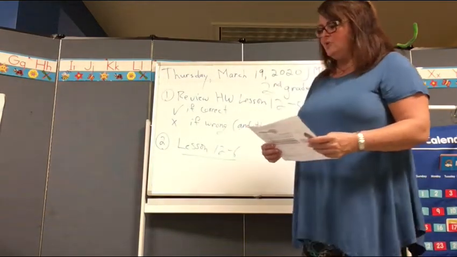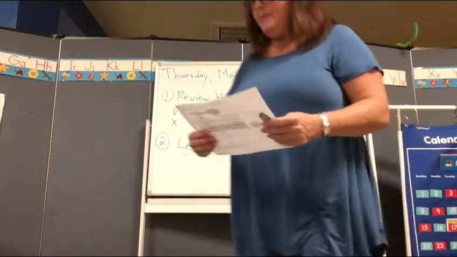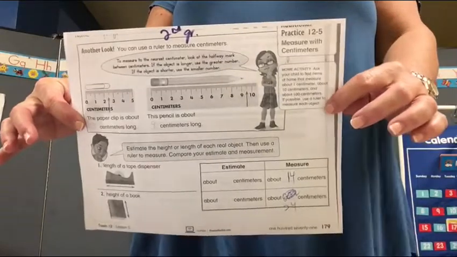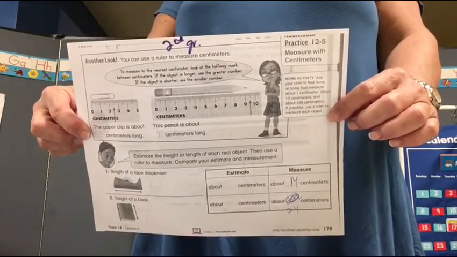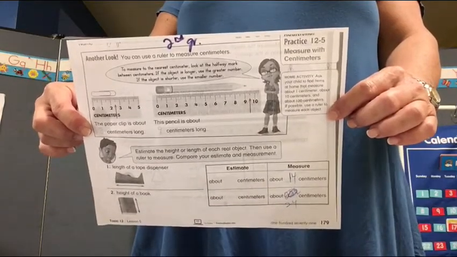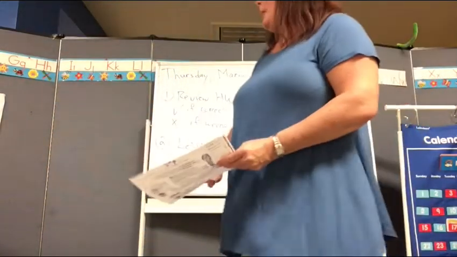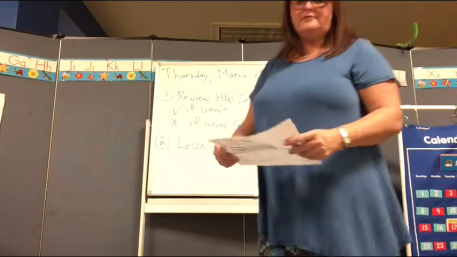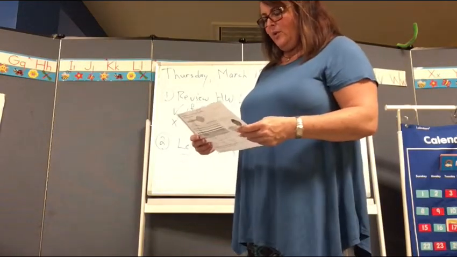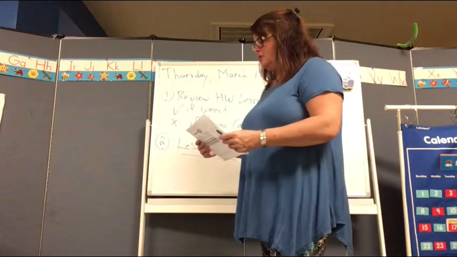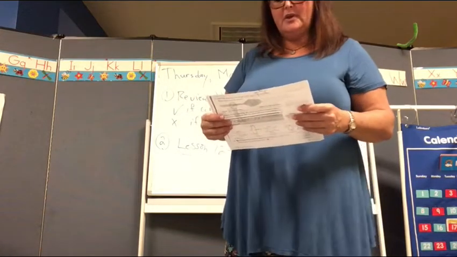So we're going to review homework 12-5, measuring with centimeters. You guys know that measuring with centimeters is the same thing as measuring with inches. You're just going to turn the ruler around, and you're going to use the centimeter side of the ruler. So this is very easy. We are going to estimate. So 12-5 says measure with centimeters.